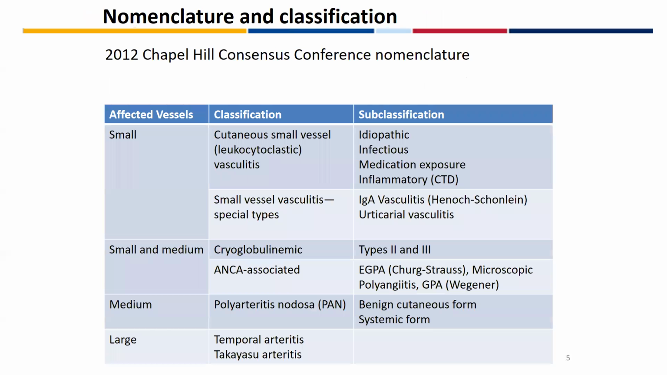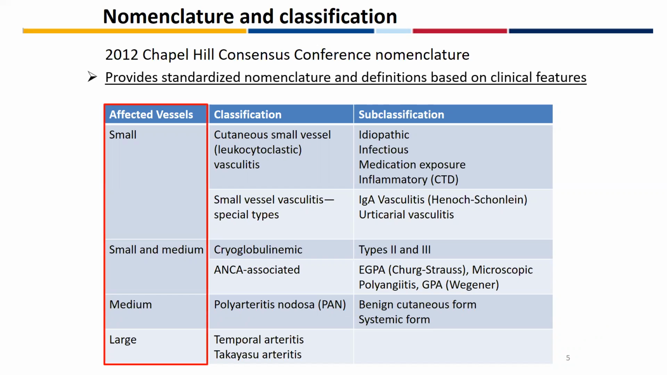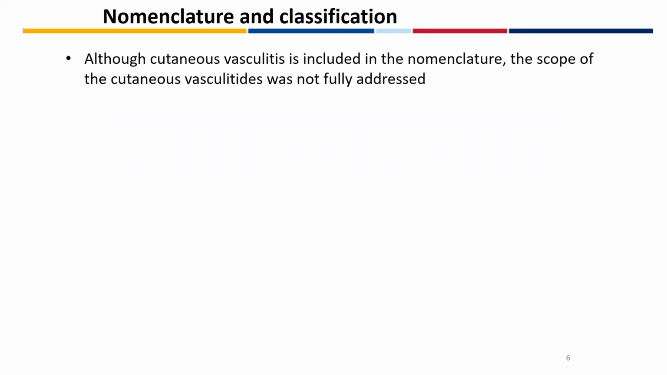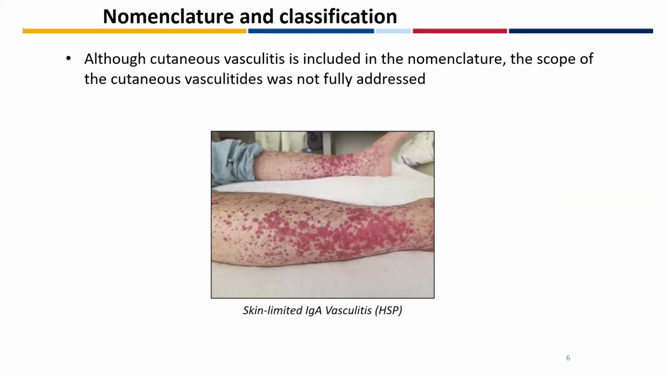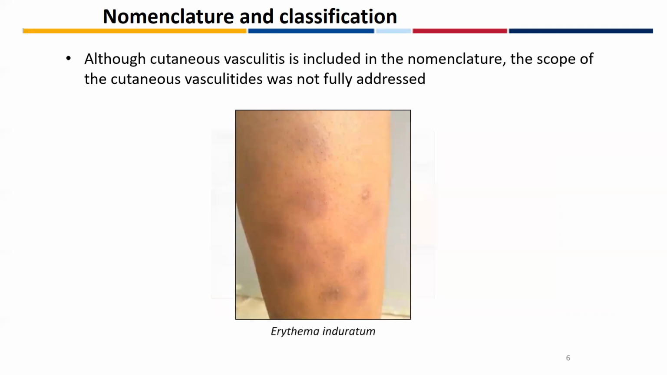So let's first talk about nomenclature and classification. Now, you'll all have seen a schematic like this, breaking down types of vasculitis by vessel size. And what the 2012 Chapel Hill Consensus Conference nomenclature did was provide an expert-driven definition based on clinical features to subcategorize these different diseases. That nomenclature includes cutaneous vasculitis, but the full scope of cutaneous vasculitis is not fully addressed. So for example, skin-limited IgA vasculitis or Henoch-Schönlein purpura, something we recognize exists, is not included in Chapel Hill, or erythema induratum, not included in Chapel Hill.